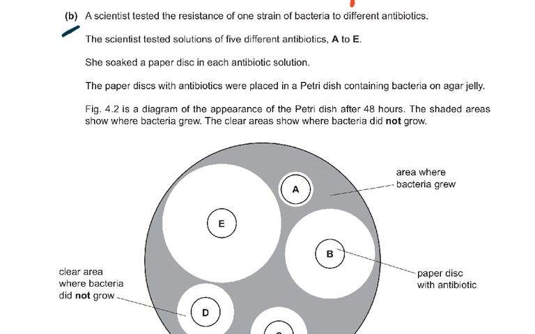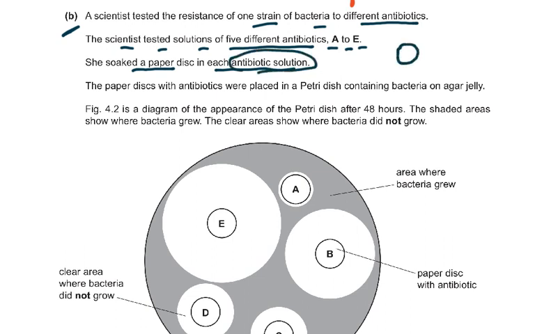Then coming to the B part of the question, a scientist tested the resistance of one strain of bacteria to different antibiotics. The scientist tested solutions of 5 different antibiotics, A, B, C, D, E. She soaked a paper disc in each antibiotic solution. So we took the antibiotic solution and we took a piece of paper and we soaked it in the antibiotic solution. The paper discs with antibiotics were placed on a petri dish containing the bacteria. So already the bacteria were growing on this plate of agar jelly. And what we did is we placed these antibiotics on it.